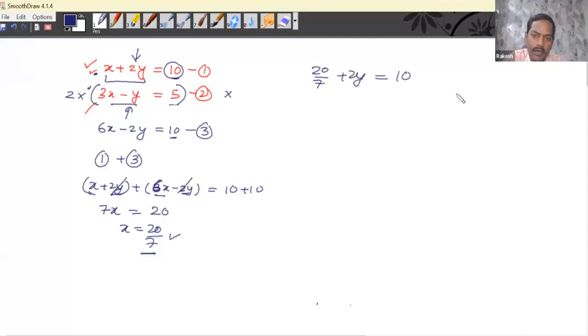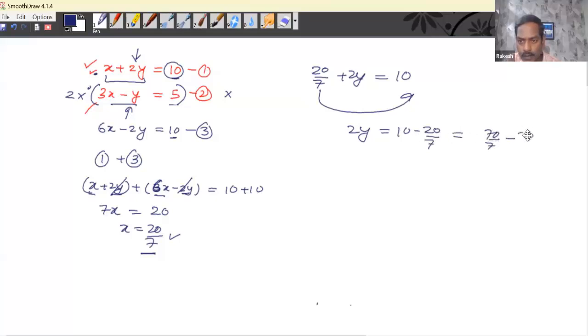After substitution, again, you can see that there is one equation and a single variable, which we already know how to solve, it is quite easy. We can just transpose this on the RHS. So 2y will be equal to 10 minus 20 by 7, right? Which comes out to be what? This becomes 70 by 7 minus 20 by 7, which will become what? 50 by 7. This is 2y.